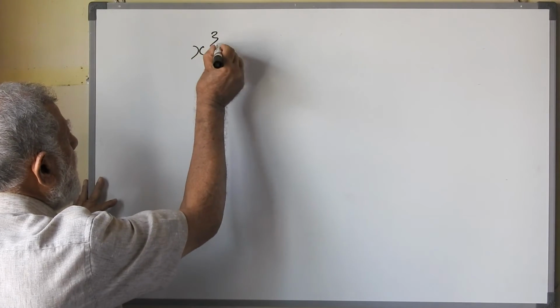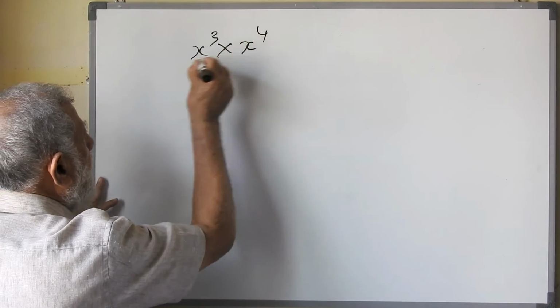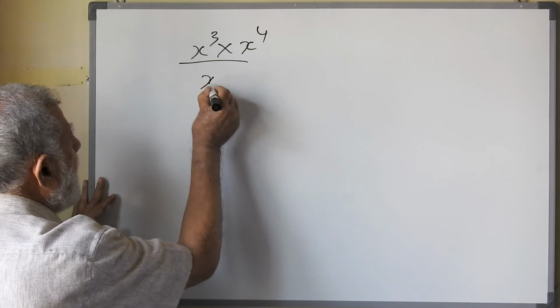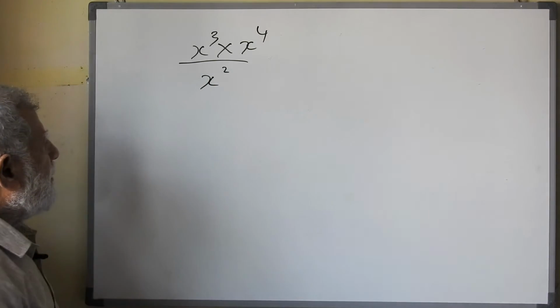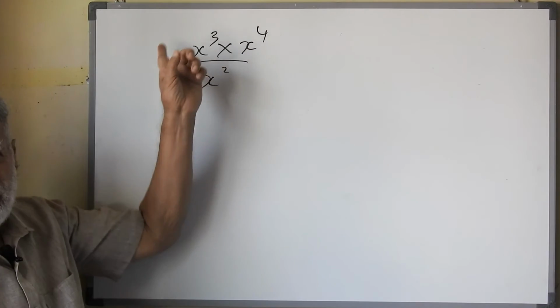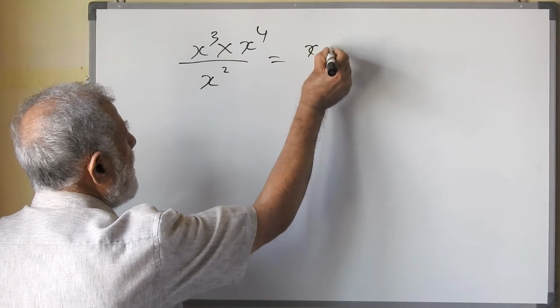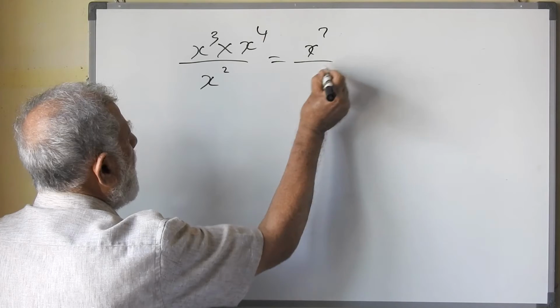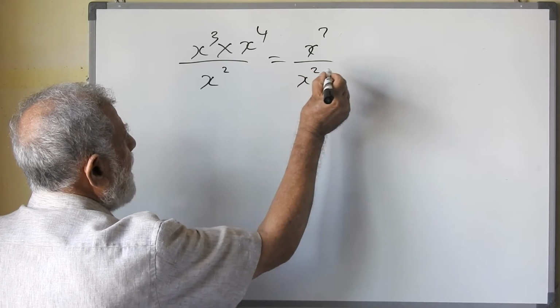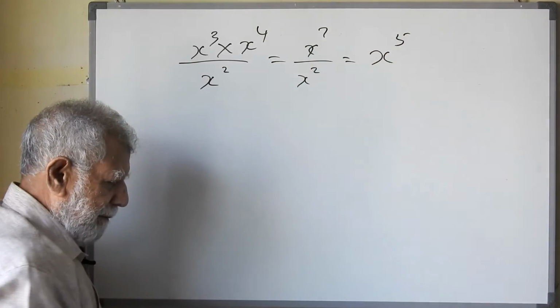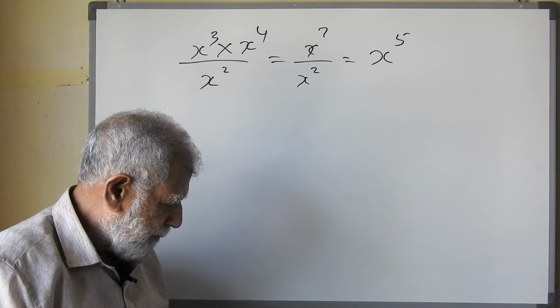x cubed into x to the power of 4 divided by x squared. Now what we do is, the best thing is to simplify the numerator. When you simplify the numerator, we will get x to the power of 7 upon x squared. So the final answer will be x to the power of 5. 7 take away 2 is 5. We will take another example.